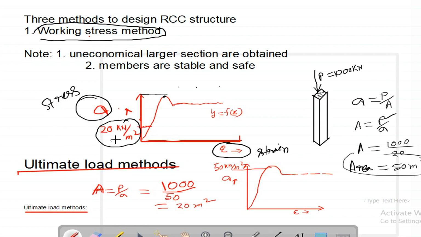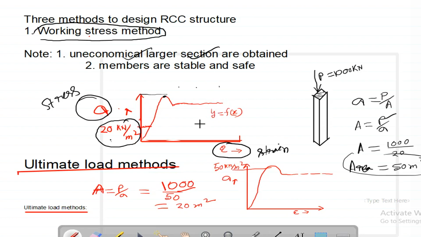So here we consider sigma as 20 kilonewton per meter square, an arbitrary value, which is a little bit lower compared to the highest value of the stress, and we see that the area is 50 meter square. So if we design in this way, we get a large area. The area is very large, so it is an uneconomical design method, because we have to provide a larger area, that means larger sections, a huge length and breadth.